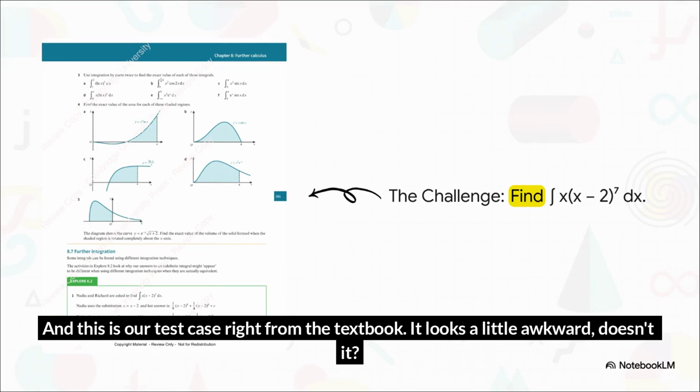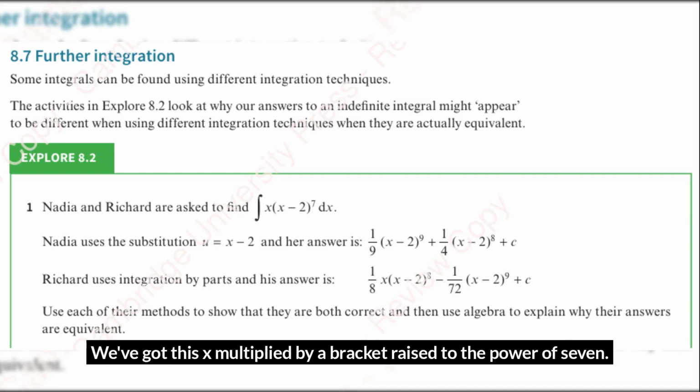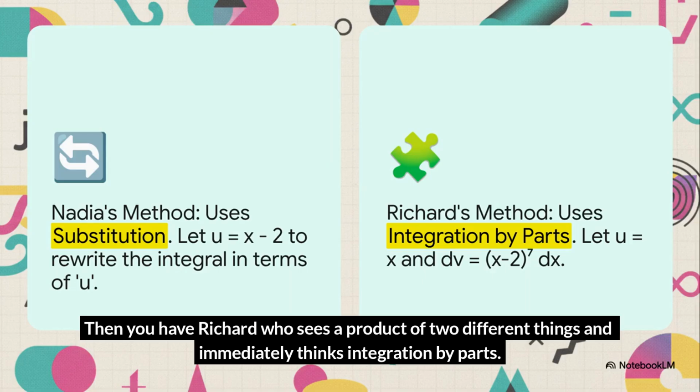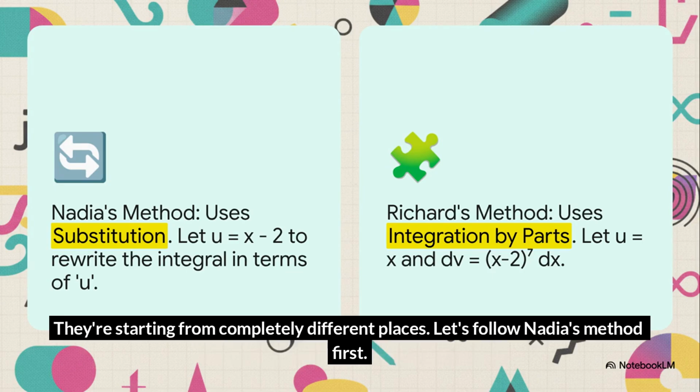It looks a little awkward, doesn't it? We've got this x multiplied by a bracket raised to the power of 7. Let's see how two totally different approaches can crack this nut. So we have Nadia, who decides to use substitution to simplify that tricky bracket. Then you have Richard, who sees a product of two different things and immediately thinks integration by parts. They're starting from completely different places.